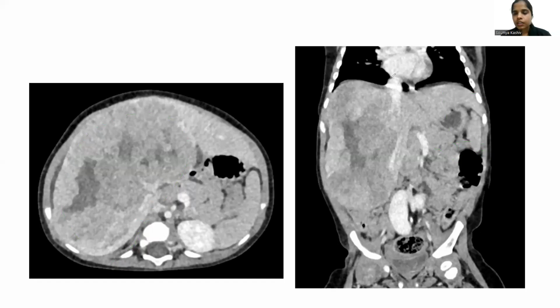So, what is important in such a mass? This is the IVC here. And the tumor mass is mostly towards the right of the IVC, involving the right lobe of the liver. And this is the portal vein, going in this direction, and it will branch and give right portal and left portal branches.